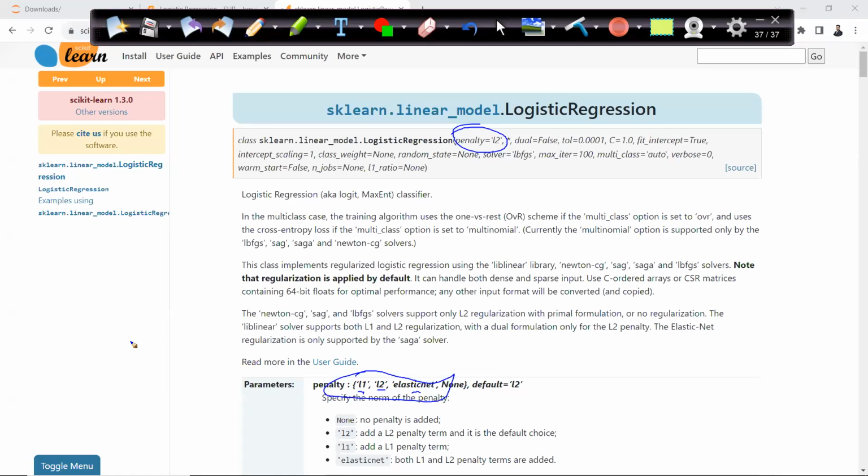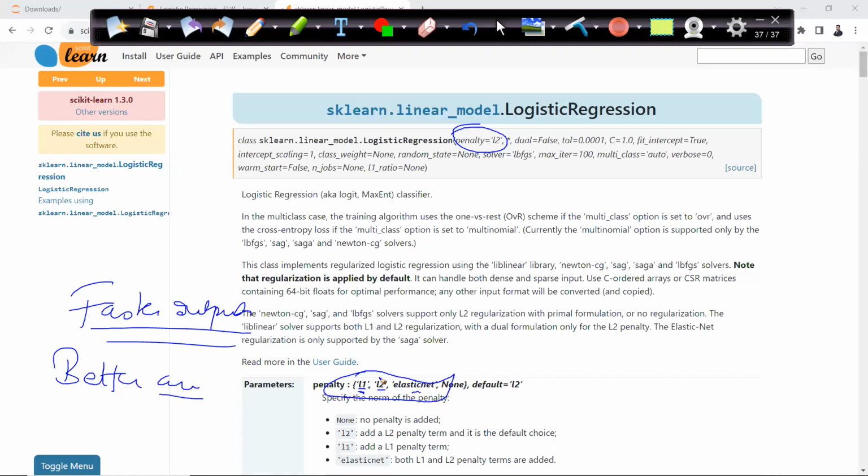Right? So when I'm looking for a faster output, in that case, I will go with the L1 regularization. And when I'm looking for a better accuracy, in that case, I can go with the L2 regularization. So it's a trade-off between the faster output and the better accuracy.